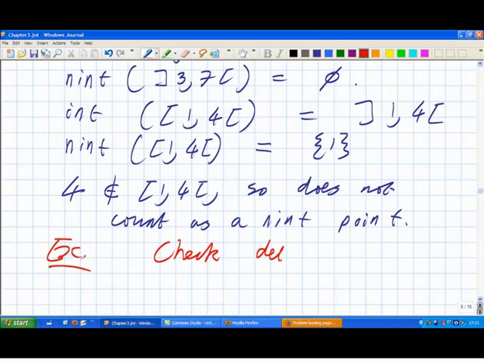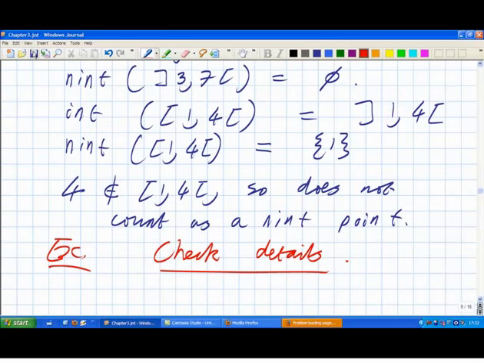Okay, any questions about those examples? Of course, I didn't prove these. It's an exercise to fill in the details for these ones. Any questions about those examples? If you do have any, just let me know.